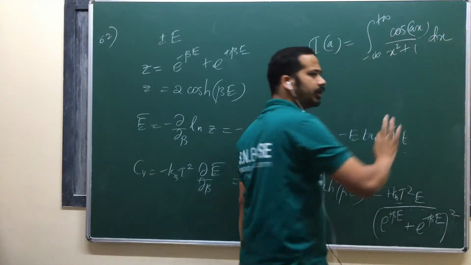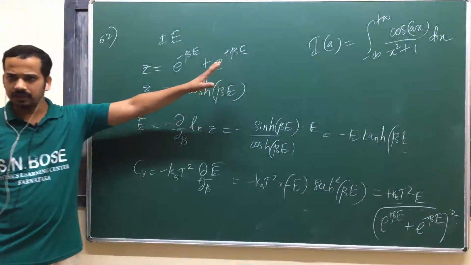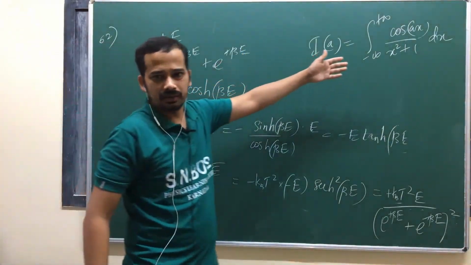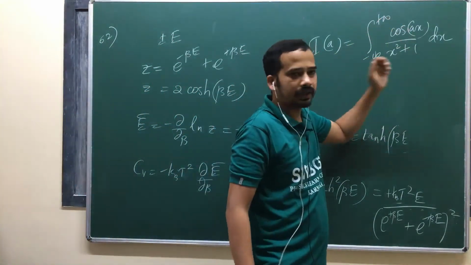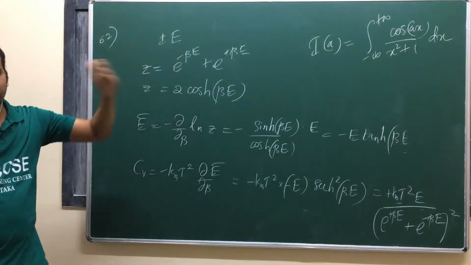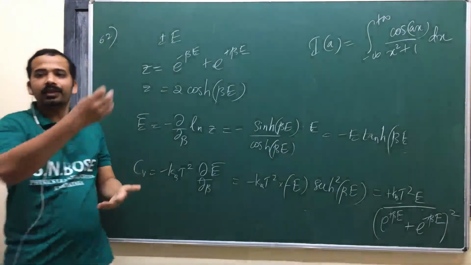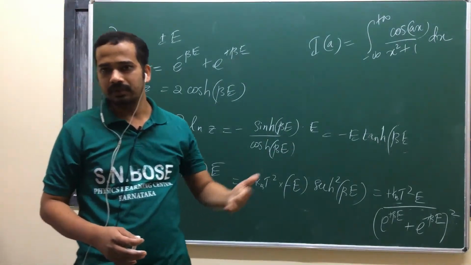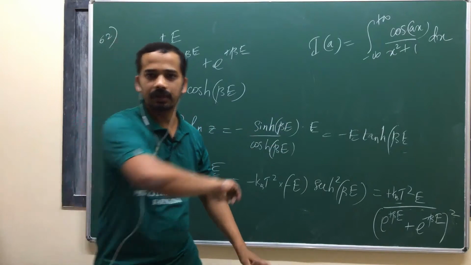Complex analysis is the best way to solve this. And once you understand that complex analysis way, it's nothing actually. It's the real part of the integral of e power I ax by x square plus 1, isn't it? The only thing is that writing the steps may be complex, that complex analysis step, taking the contour and all.